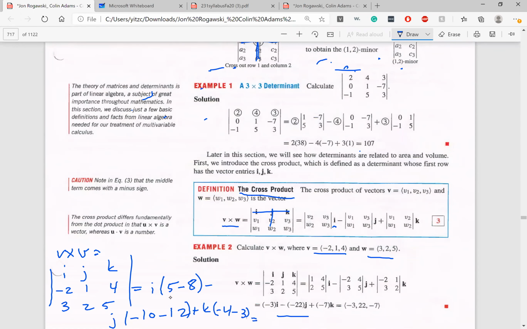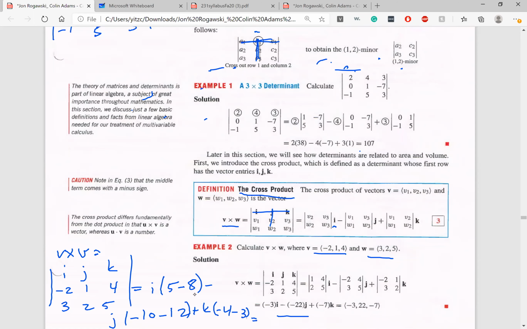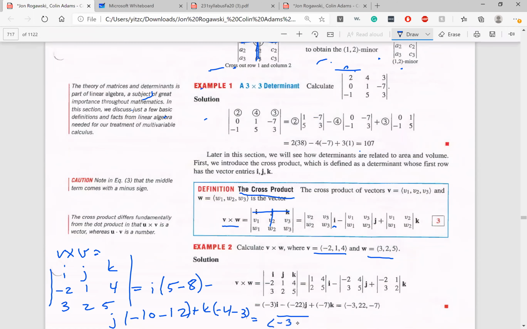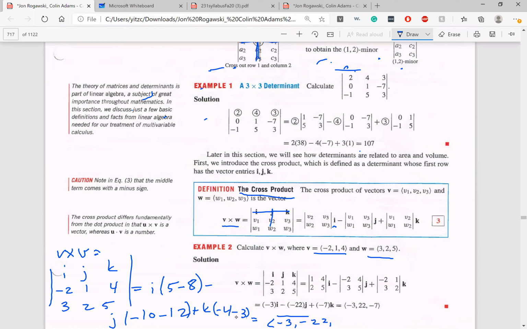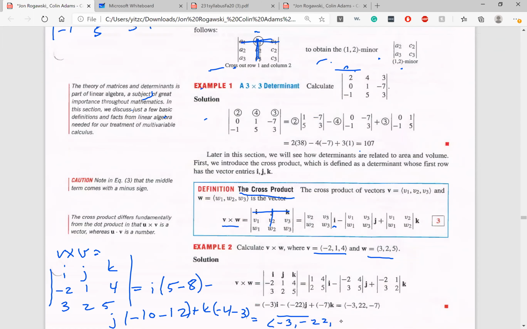Okay, and this is the vector. So this is 5 minus 8, so it's negative 3. And this over here is negative 10 minus 12, so it's negative 22. And this over here is negative 4 minus 3, so it's negative 7. So that's going to be my vector V cross W.